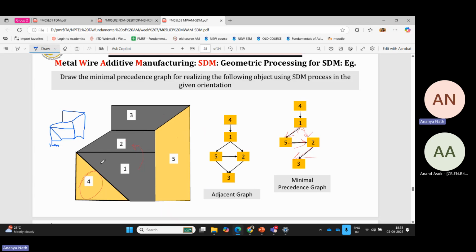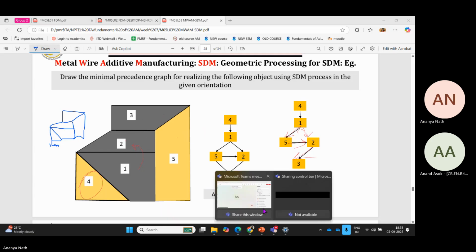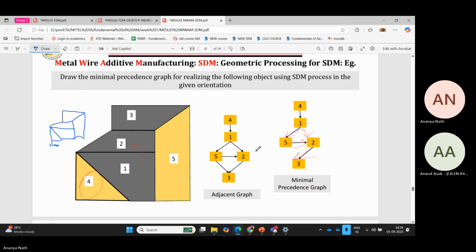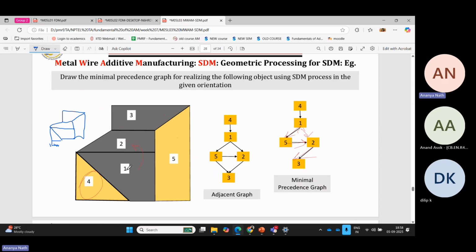So the adjacency graph is like this. 4 is the first one. 4 I'll print. After that 1 I'll print. After 1, 2 and 5 print, and then 3. In case of minimal precedence, after 4, 1 I'll print. After 1, I can print 2. I can print 5. So if I print 2 and then I print 5, then it will be considered as minimal precedence.